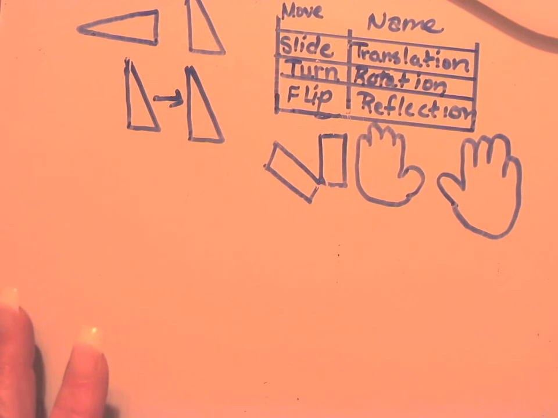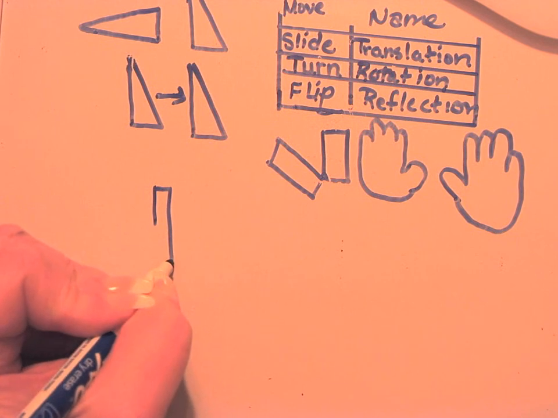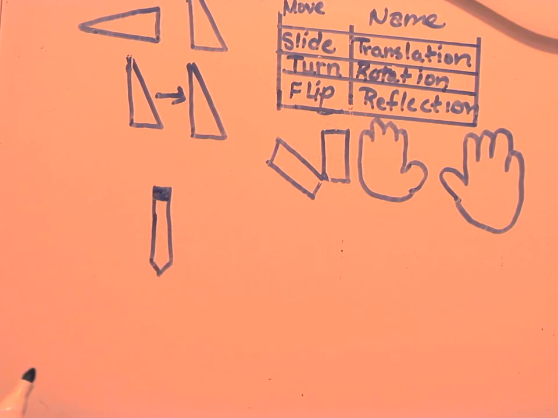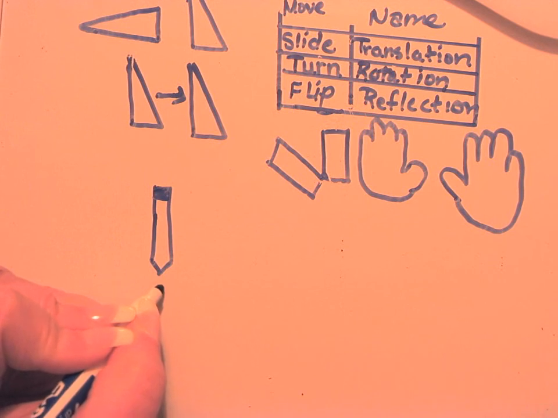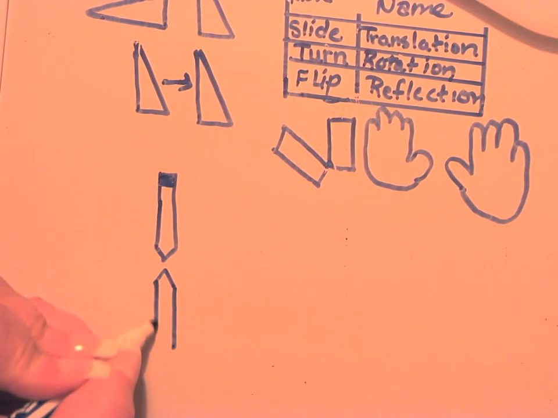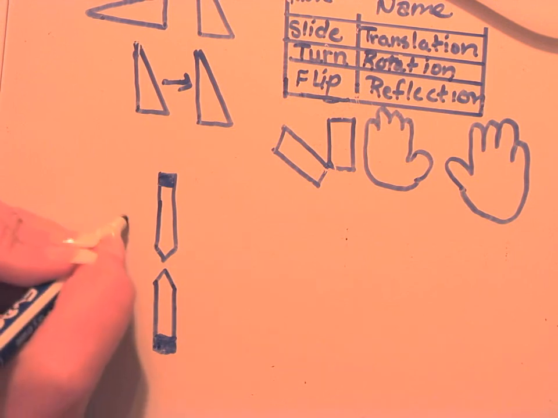So let's take a look at an item and reflect it. Here we have a pencil. I'm just going to draw a little pencil here. If I have this pencil and I'm going to reflect it, I'm going to make a reflection. So I want to think of it as flipping that over. When I flip that over, that means that the point is now going to be facing upward. Before it was facing downward. And my eraser is going to be at the bottom, whereas before the eraser was at the top. So that's what we would consider a reflection.